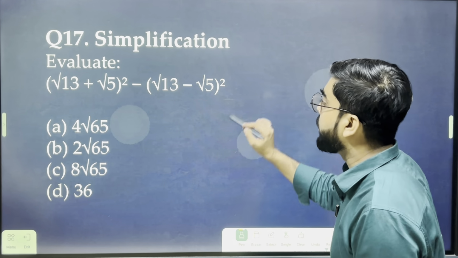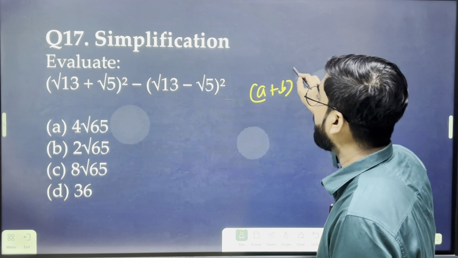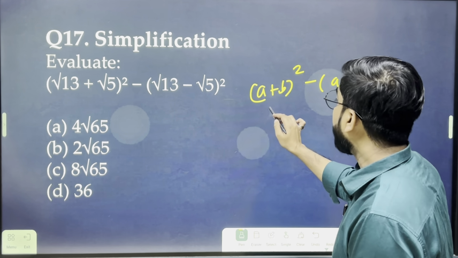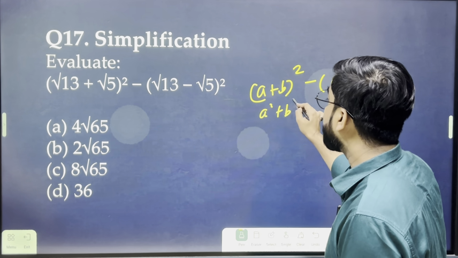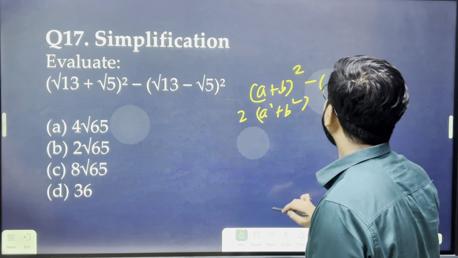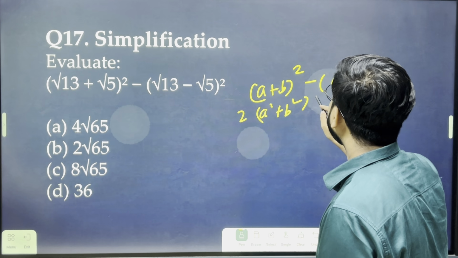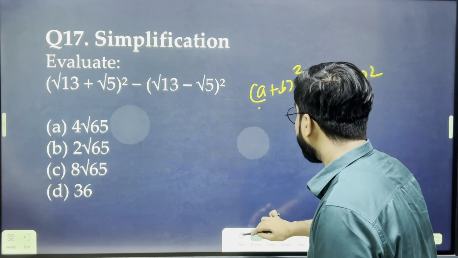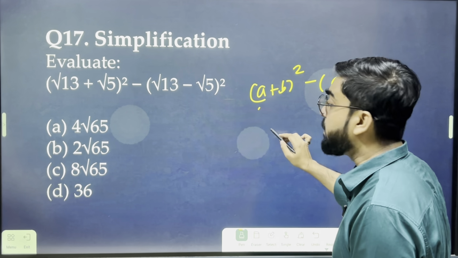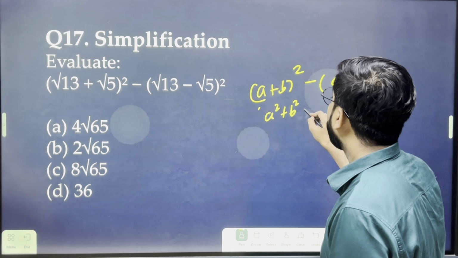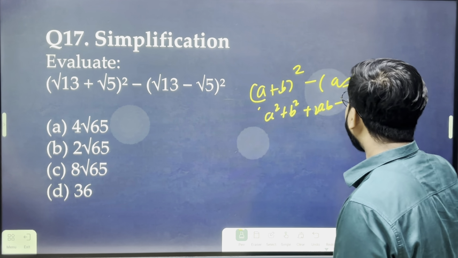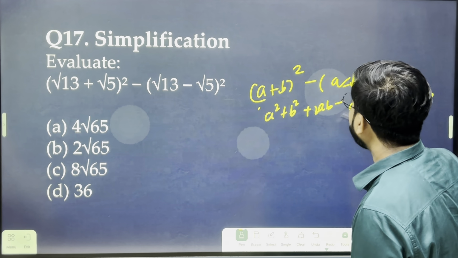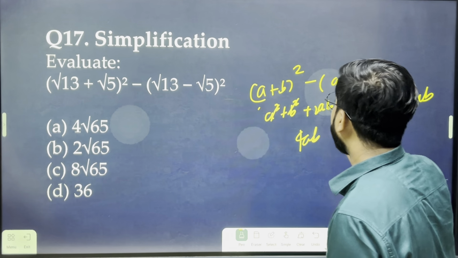Next is this. Always remember a plus b whole square minus a minus b whole square. What comes as the result is a square plus b square 2 times. Why? Oh sorry, in the case of plus this happens. So that becomes a square plus b square plus 2ab, and that becomes minus a square minus b square plus 2ab. So here you finish all this, that becomes 4ab in the case of minus.